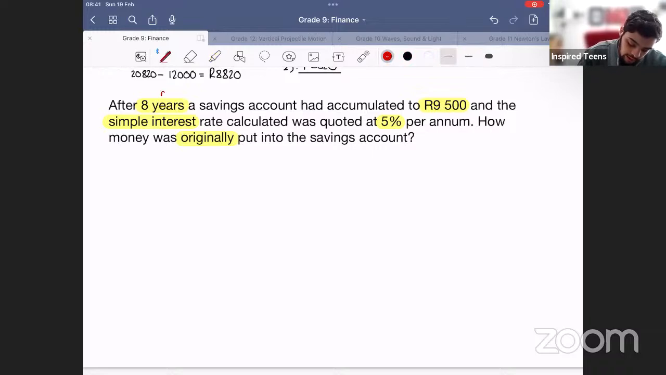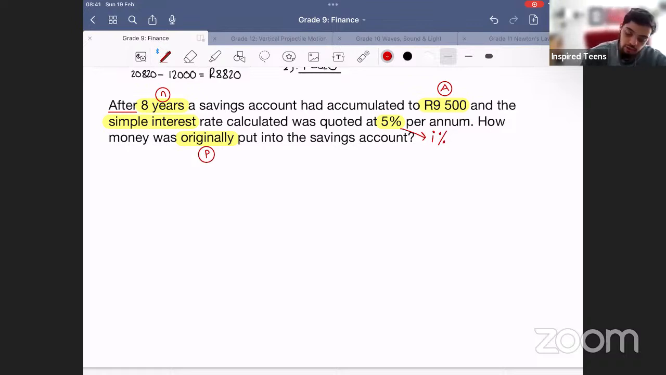So remember, N is the amount of years. It was there for 8 years, right? You see, even the keyword after 8 years, it had accumulated to 9,500. So this is the amount after interest, after they invested it for 8 years. And the simple interest was 5% per annum, so this is our I. They're asking us, how much was the original amount? They are asking for P.